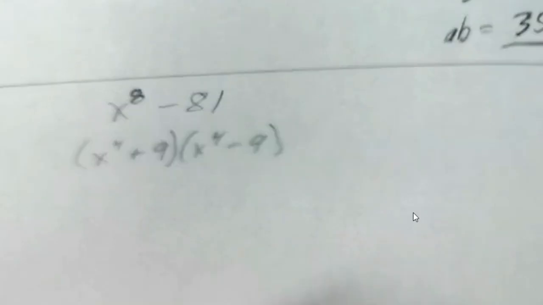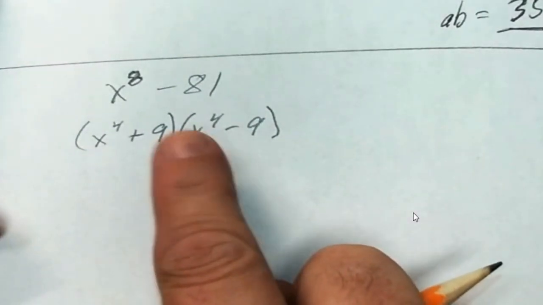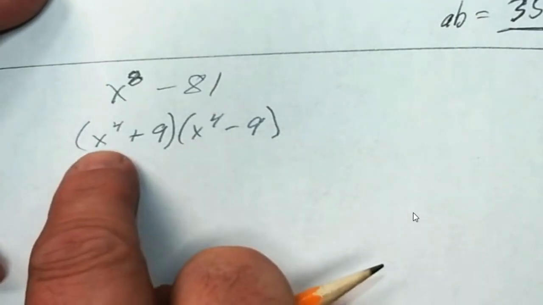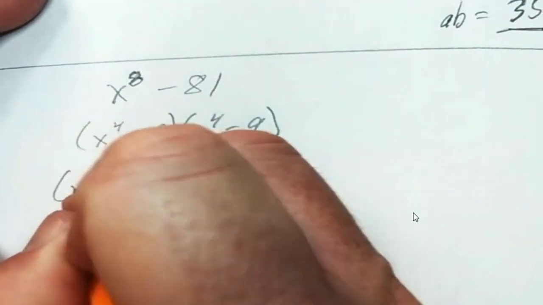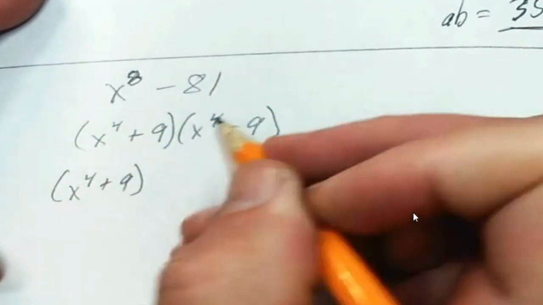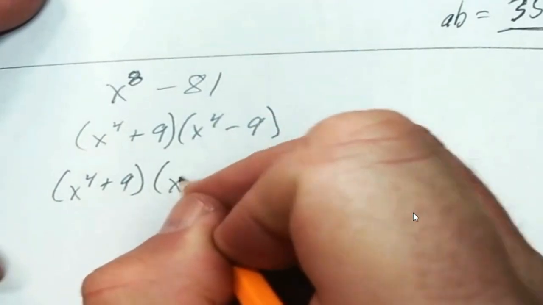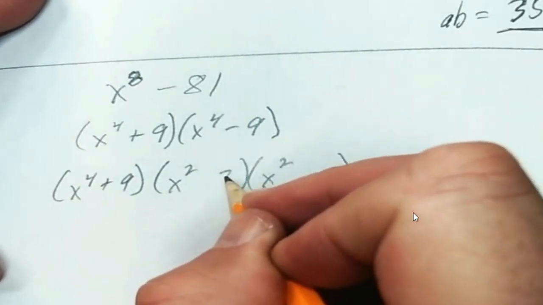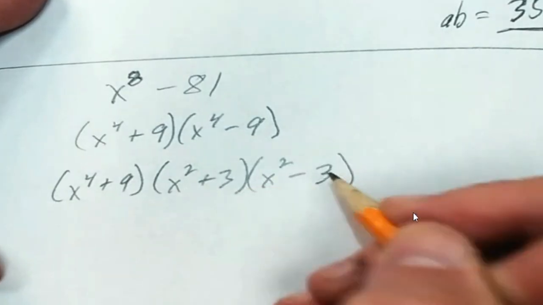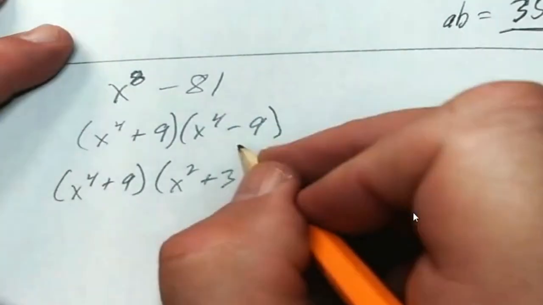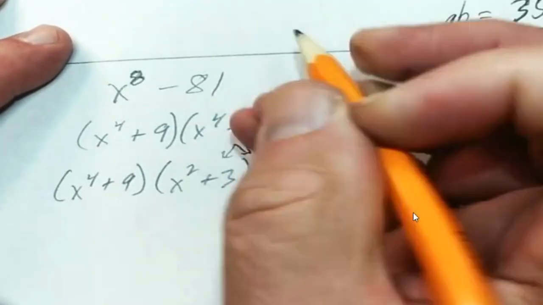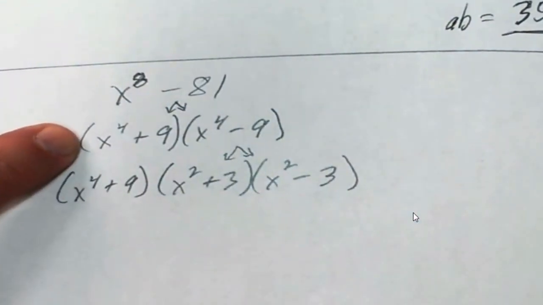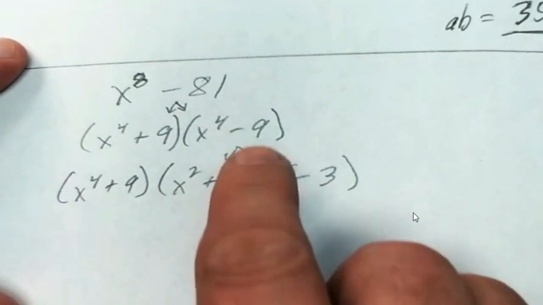But if you look at it, what's this? Wait a minute. That's a difference of squares. Oh, I'm not done. This is a sum of squares. I can't do anything with that. But this, I can factor it again. X squared times x squared, and 3 times 3, plus and minus. Oh, see, we have to factor this one again. But don't let them fool you. There may be more factoring you can do after the first step.